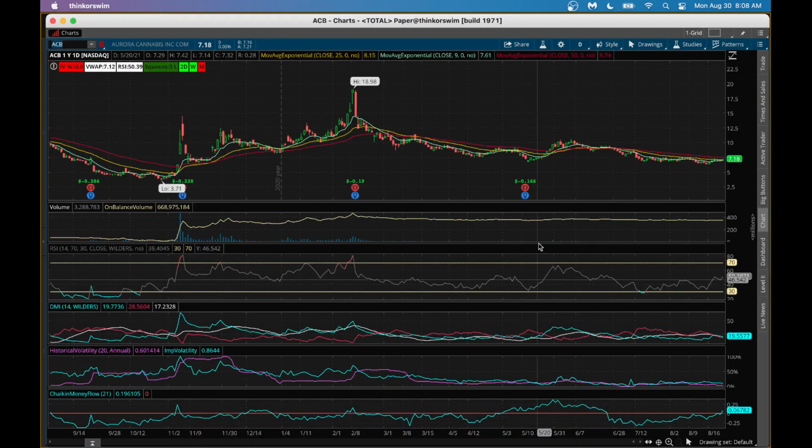So as you see here from a chart perspective, looks like the stock wants to go up. On-balance volume is pretty steady. People are buying this company. From a DMI perspective, it's borderline right now, bullish borderline. Chaikin money flow indicates smart money is flowing into the stock, and IV percentile is very low. You could even buy options at this time.